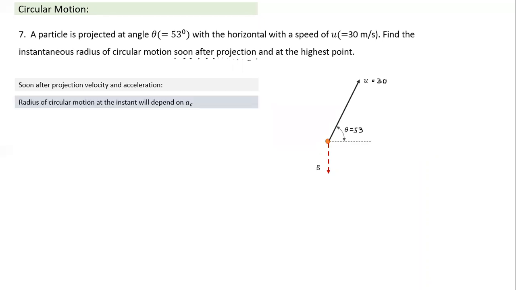When we take the components, the radius of circular motion at this instant will depend on AC, the centripetal acceleration. So we need to find that component. We need to resolve the acceleration into two parts. This becomes a tangential component, which is negative tangential. That's why it will slow down. Soon after projection, the speed will decrease.